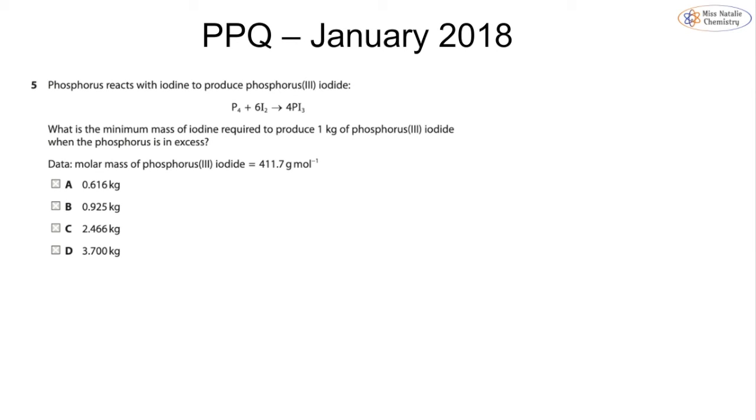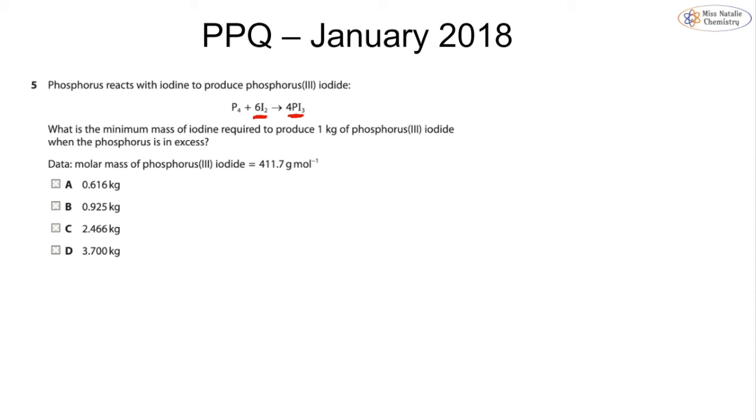And this is a slightly trickier example because it does require quite a bit of working, and unfortunately it is only for 1 mark. As you will find in A-level, something that was worth maybe 2 or 3 marks at GCSE is now probably only going to be worth 1, maybe 2 at most. So we want to calculate the minimum mass of iodine required to produce 1 kilogram of the phosphorus iodide when phosphorus is in excess. So we are not interested in the phosphorus anymore, we are only interested in these 2 things. So I have my balanced equation.